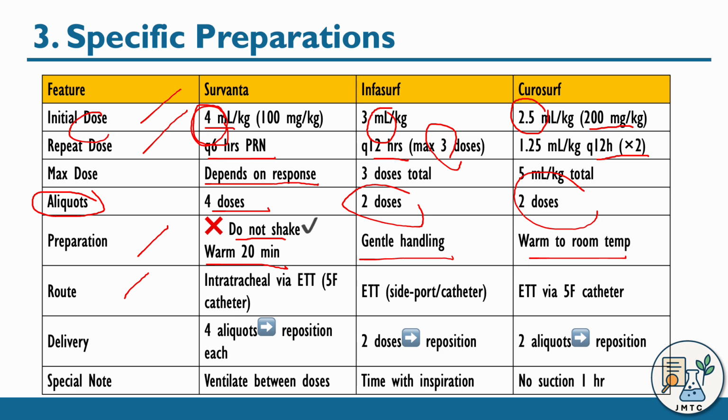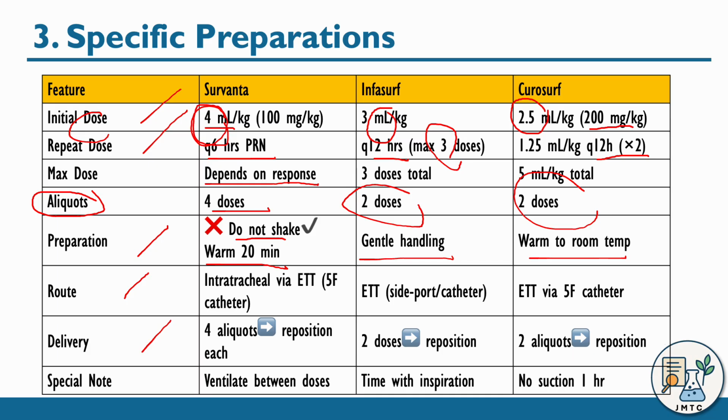So for Surfanta, that's 5F catheter. For Infasurf, side port or catheter. And for Curasurf, katulad ni Surfanta, 5F catheter din. For delivery method, tingnan nyo na lang yung sa aliquots natin. 4 aliquots, then reposition for every aliquot. For Infasurf, 2, and for Curasurf, 2 aliquots. So, why reposition? Again, para evenly distributed ang surfactant sa lungs.